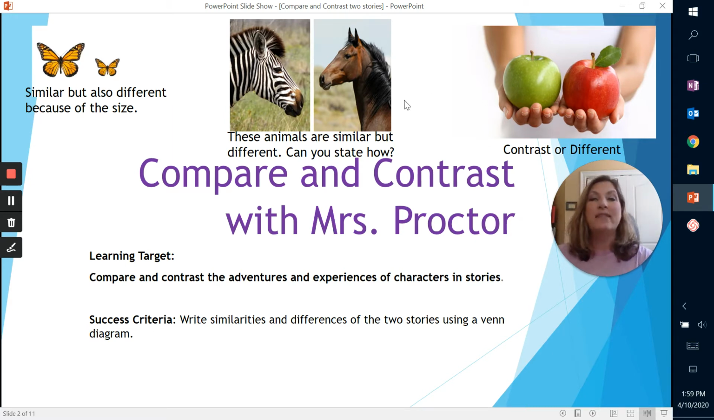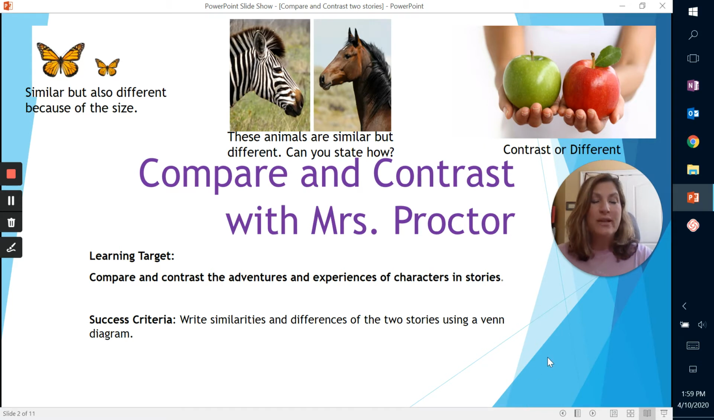Now I want you to look at these animals. How are they similar and how are they different? Can you state out loud right now how they're the same and how are they different? That's right. They are both horses, types of horses. One actually has stripes, and it is called a zebra. And then there's a stallion, this black, dark brown horse, and it is actually solid brown.